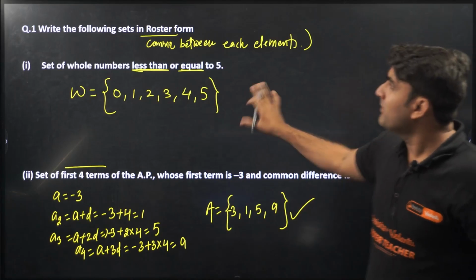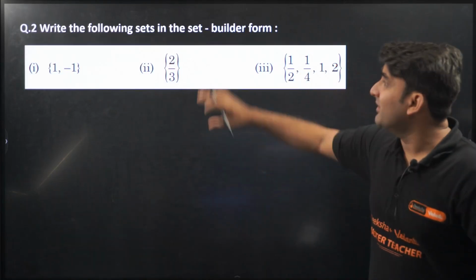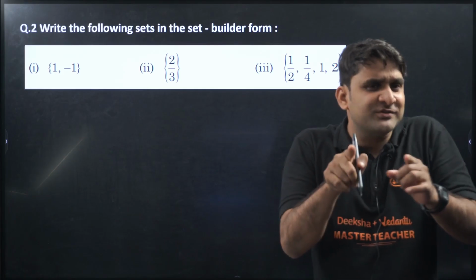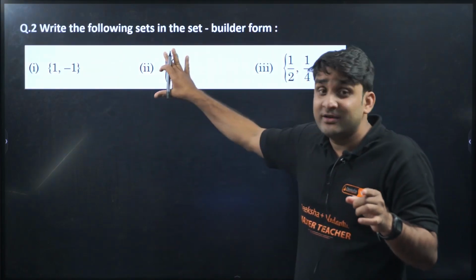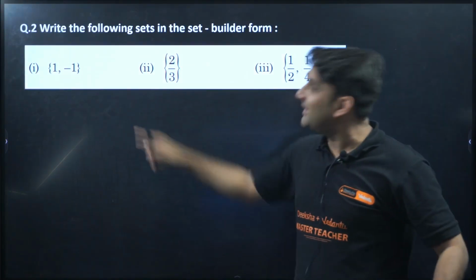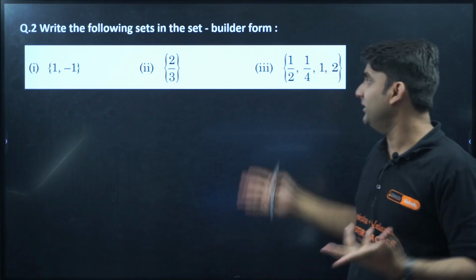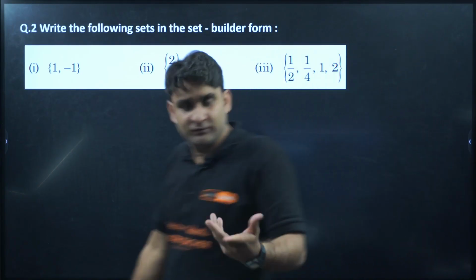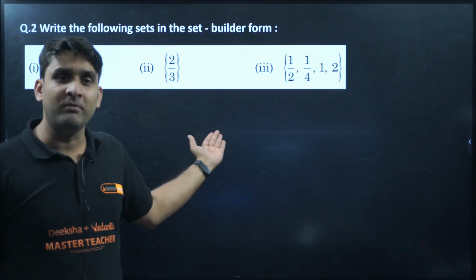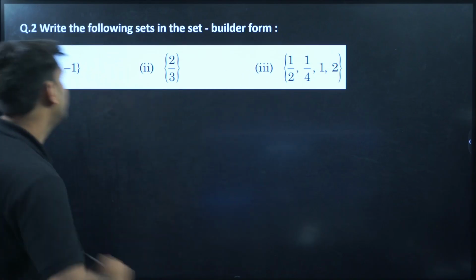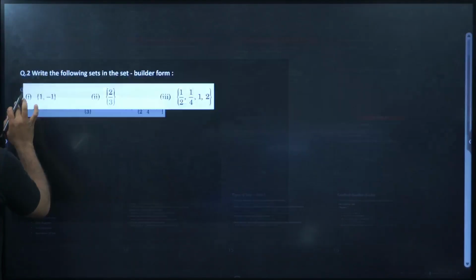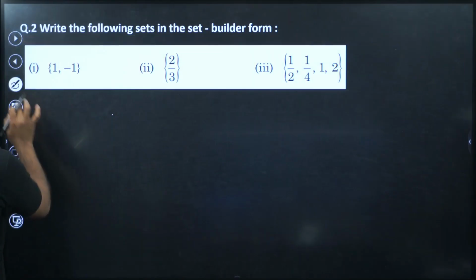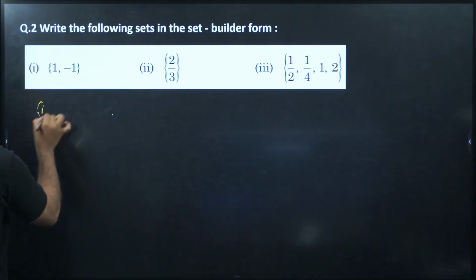So now moving ahead. Now in this question, write the following sets in the set builder form. If the question is asking to you write the given sets in set builder form, it implies that all are in roster form and it is clearly visible. Comma is there, elements are there and brackets are there. So it means already given in roster form and we have to write in set builder form. So let's do first question.